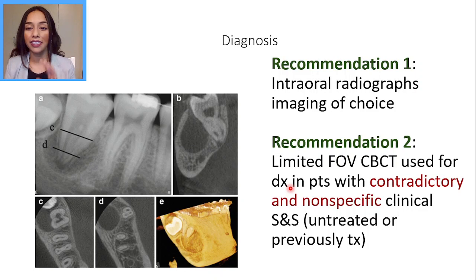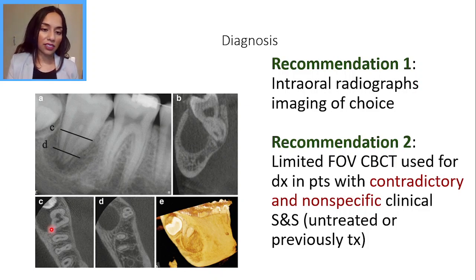So let's go ahead and get into some of the details in terms of the recommendations. In the first recommendation, they do say that intraoral radiographs are the imaging of choice. However, limited field of view CBCT can be used for diagnosis in patients with contradictory and non-specific clinical signs and symptoms. For example, in an untreated tooth where there are non-specific signs and symptoms, or in a previously treated root canal, CBCT can give further information about what's going on. And I think this image does a great job highlighting some of these points.